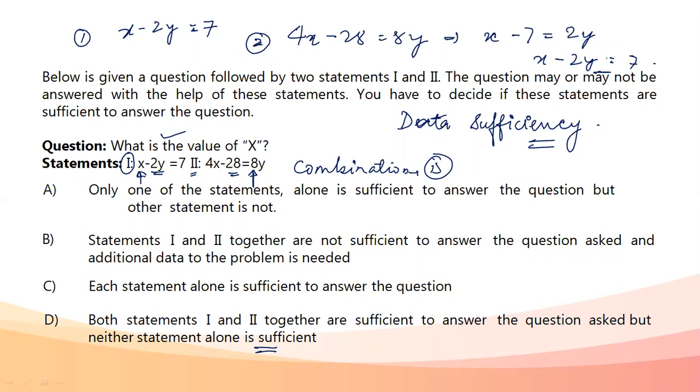Now, if with the first statement I was not able to get the answer, with this also I will not get the answer. I do not have any information with just the second statement alone. So the first option, that one of the statements alone is sufficient to answer the question, cannot be my answer.